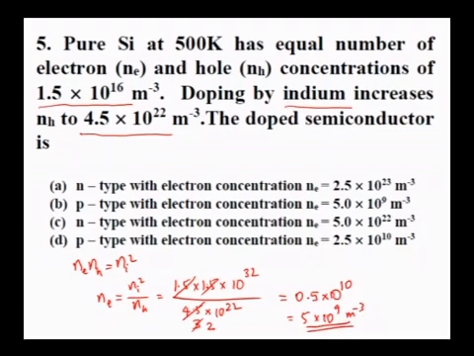Now you have to choose which is your choice, and only one option has 5 into 10 raised to 9, so you need not even bother to check anything else. But you should be careful, since it is indium that is being used as dopant, you are going to get p-type material, so B is the answer.